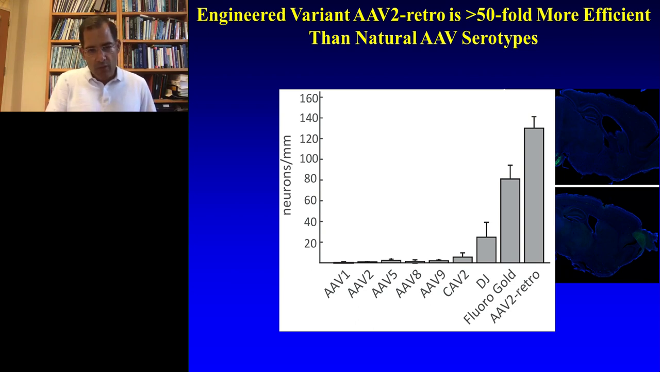If we quantify this degree of retrograde transport, AAV1 through AAV9 are very low. Canine adenovirus, or CAV2, is used in neuroscience as a retrogradely transporting virus to map pathways inside the brain. It's not particularly efficient at doing that. We find that our engineered version, called AAV2-retro, is 50 to 100-fold more efficient at undergoing retrograde transport compared to natural versions of AAV. For the remainder of the talk, I'd like to transition into using these tools as a way to deliver genome editing capacity in vivo.